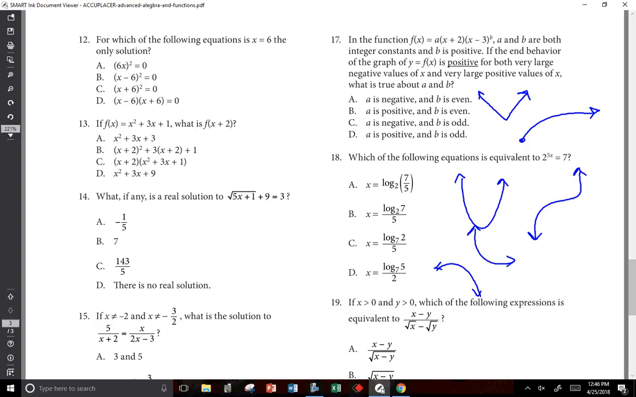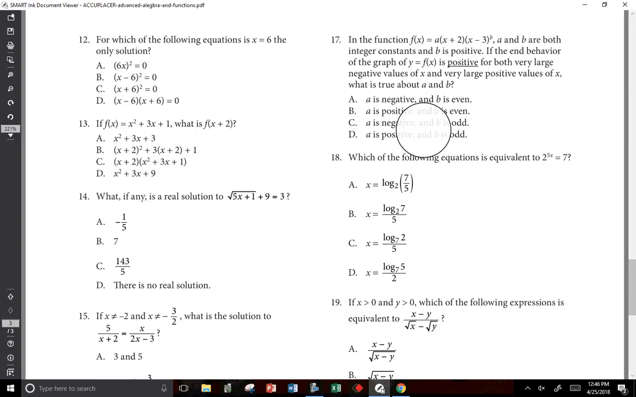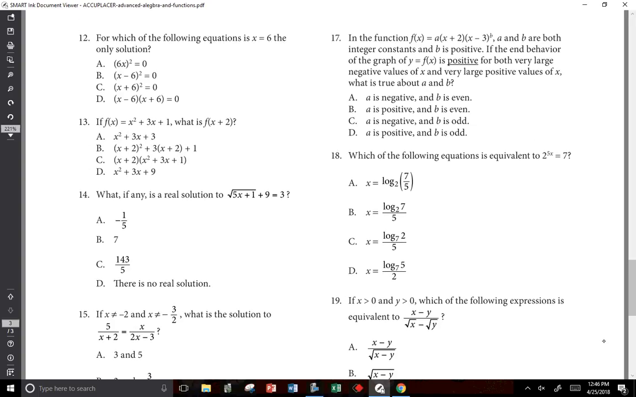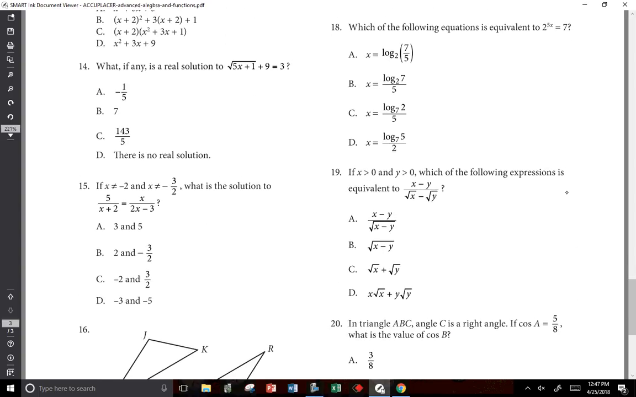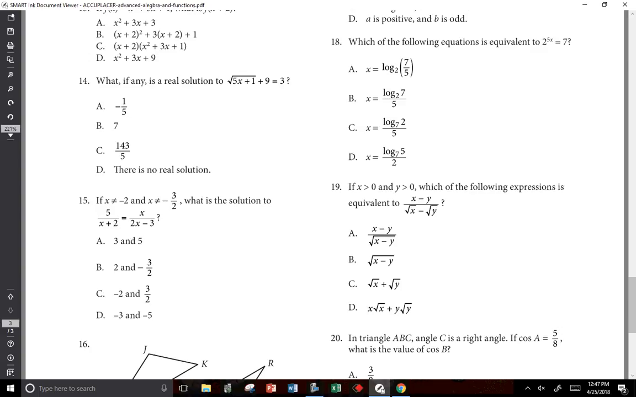Good students. Are we on 12? For which of the following equations is x equals 6 the only solution? I'm hearing B's, I'm hearing D's. What would the solutions for D be? Positive 6 and negative 6, right? So it's not D. This one would have negative 6 as a solution twice. What would A have as a solution? 0. So I'm thinking it's B.